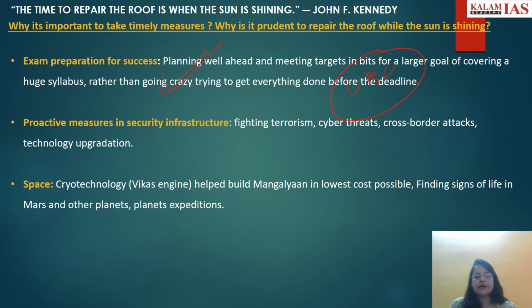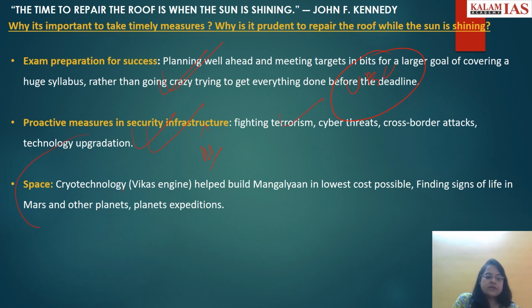Again, in security infrastructure, you can talk of internal security over here from Paper 3. So you can talk of the technology upgradation that should be happening. The cyber security infrastructure, the importance of cyber security infrastructure, the importance of taking proactive measures in fighting terrorism, the importance of preventing cross-border attacks by technology upgradation. So these things you can write.